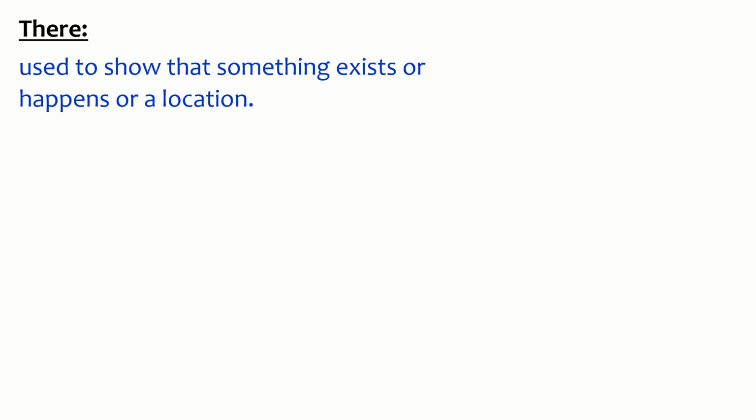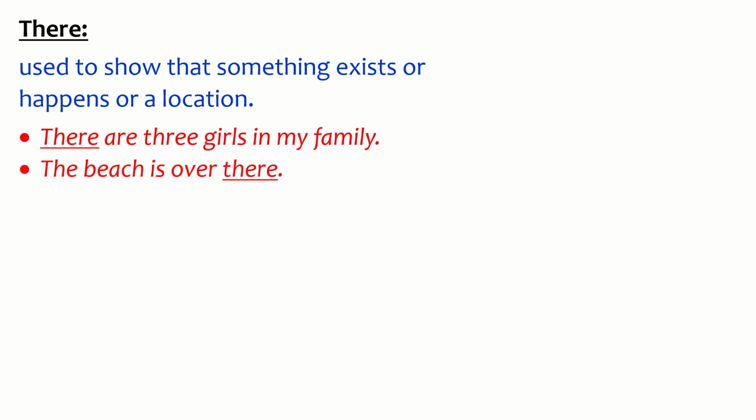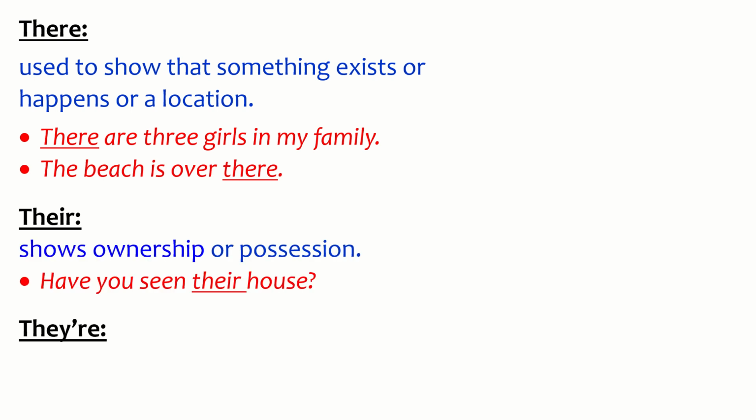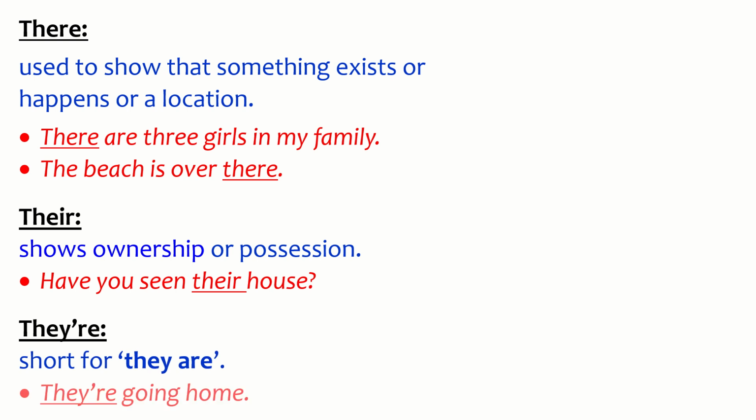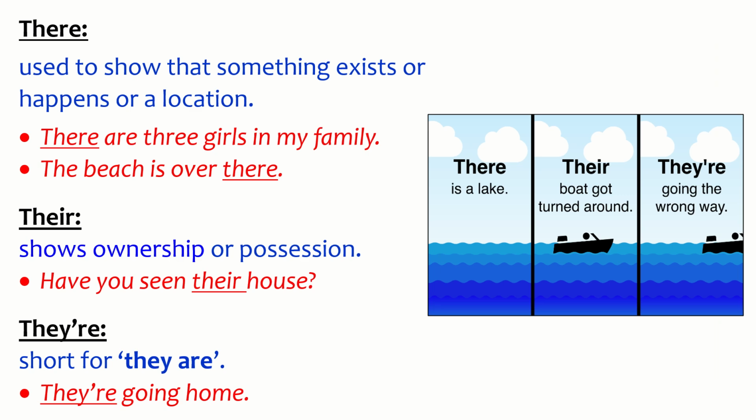Okay, so just there and their then. So "there" is used to show something exists or happens in a location. There are 3 girls in my family. The beach is over there. "Their" is a possession. Have you seen their house? And "they're", apostrophe re, is "they are". So I always tell my students, say to yourself, "they are", if they are fit. So if you said "the beach is over they are", it doesn't fit. You obviously know it's not that one.